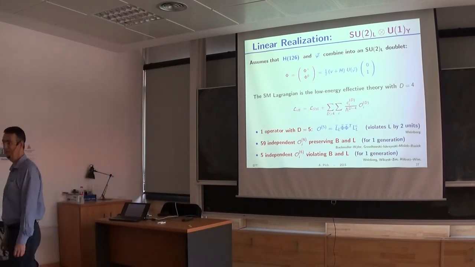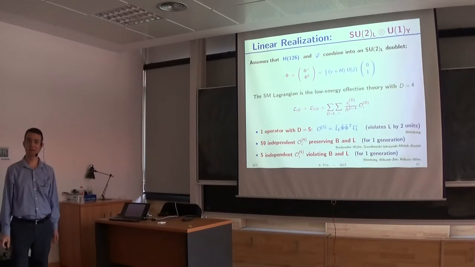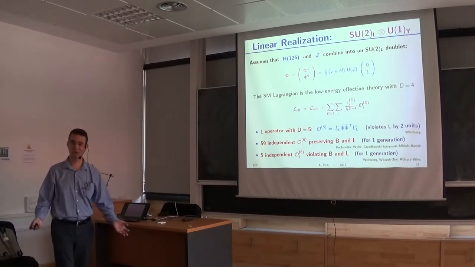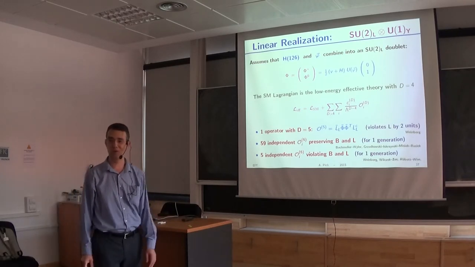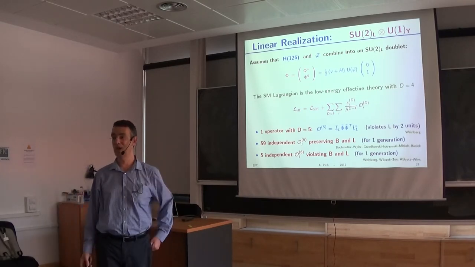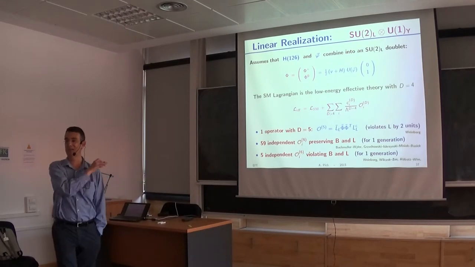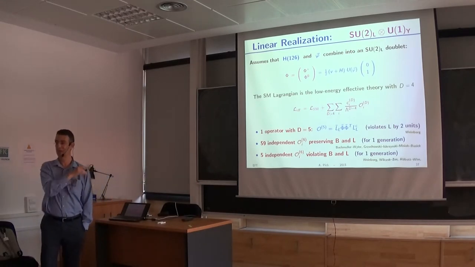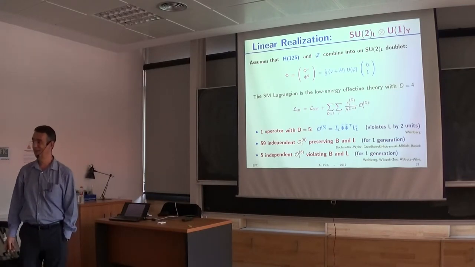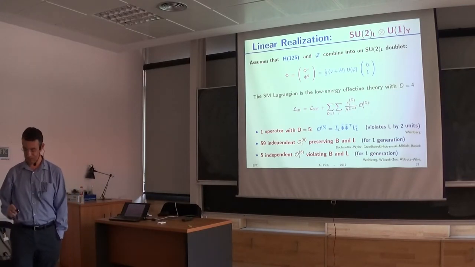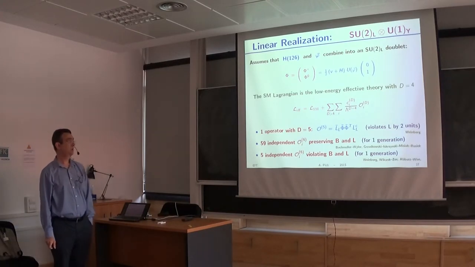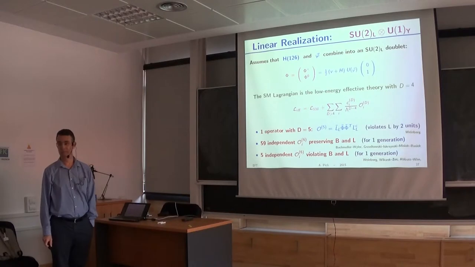There are about 1,600 which preserve BNL and about 1,200 or something like that which violate BNL. Which tells you again that even in this simplified scenario, you have a problem with flavor. So the real problem that we need to face is flavor, and we are lacking good ideas. If you try to read papers, you will get completely confused.